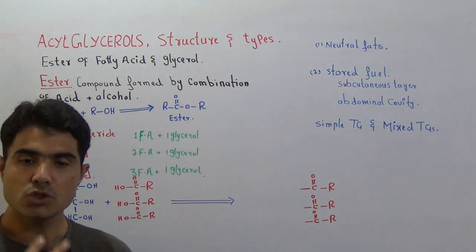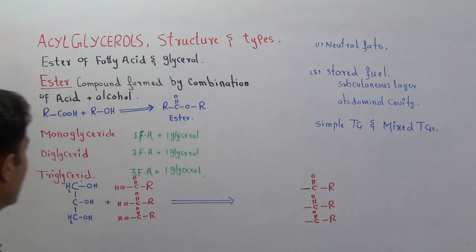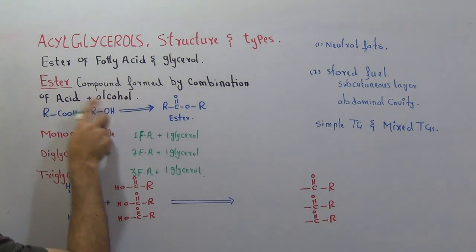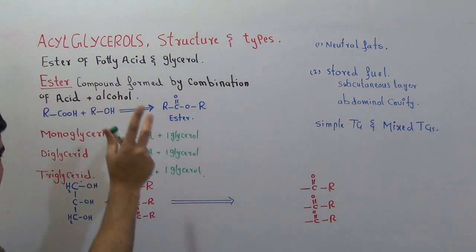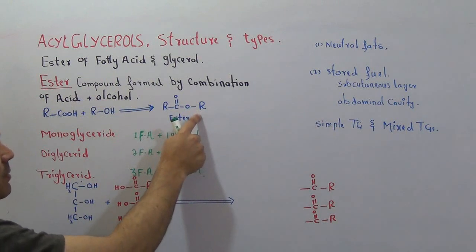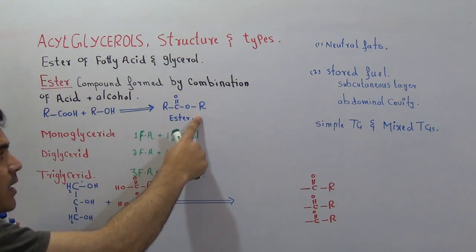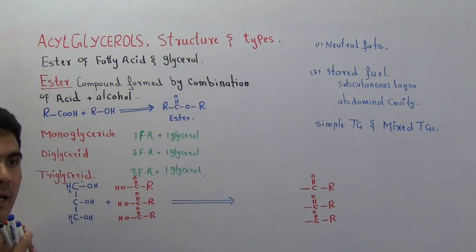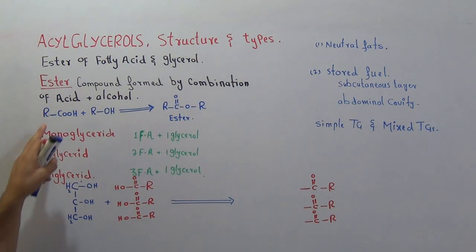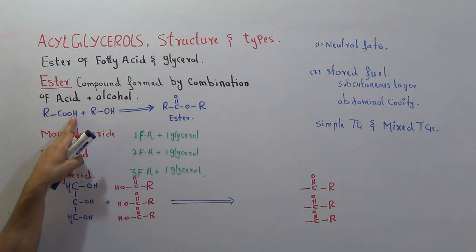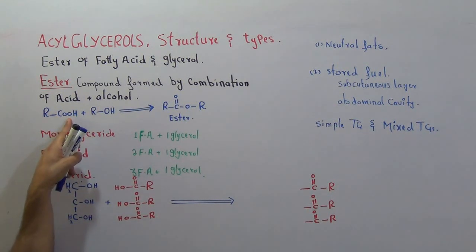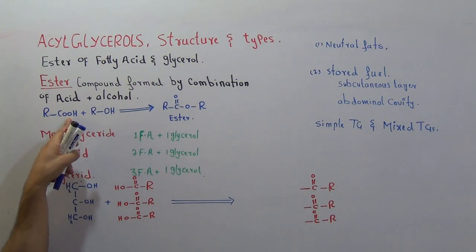Means when two compounds, acid and alcohol, are combined, then the new compound will be called an ester. How do we write it? An acid can be shown by a simple formula, RCOOH. Any acid you can take, butyric acid, pentanoic acid, hexanoic acid.